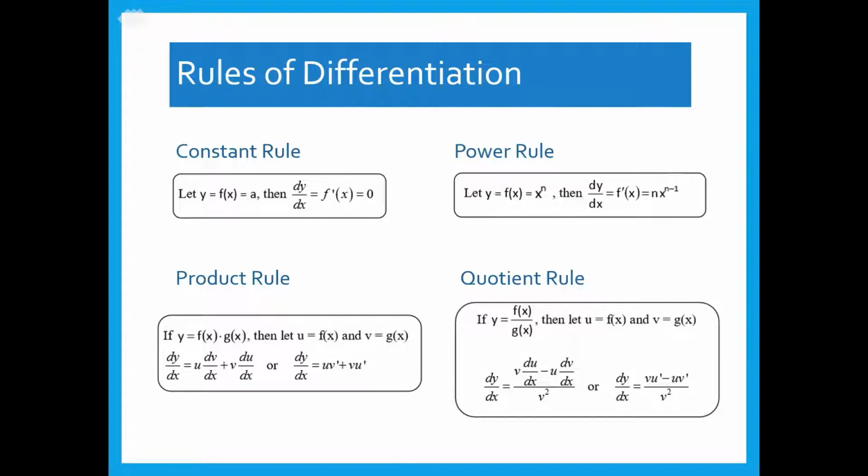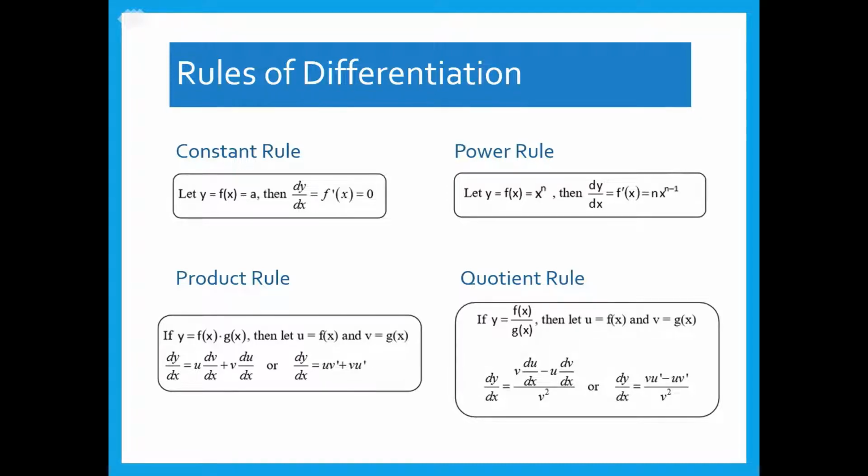Second rule is known as power rule. Differentiating x to the power of n, the answer is equal to n x to the power of n minus 1. That is by putting the power to the front. Write down the function and the power minus 1.